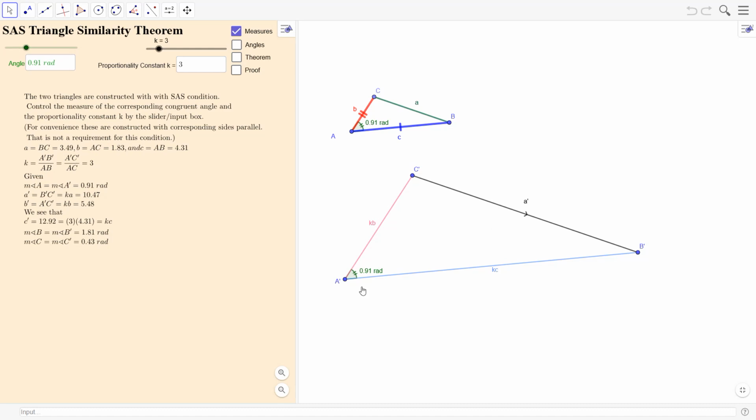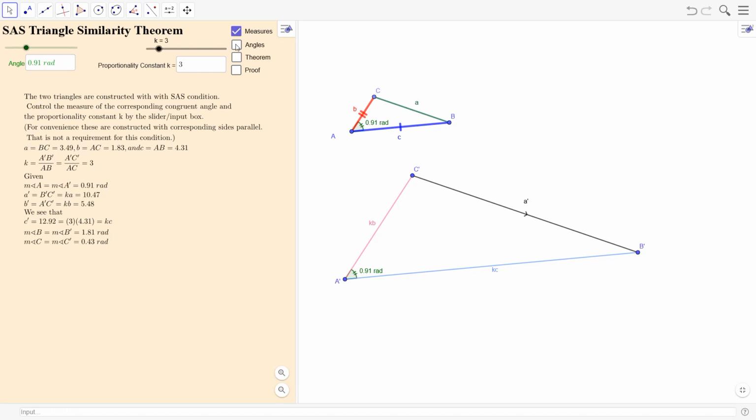So if these are similar, angle A prime would be congruent to angle A, angle C would be congruent to angle C prime, angle B would be congruent to angle B prime, and if this side is length a over here, then a prime will be k times a, b prime here will be k times b, and c prime here will be k times c. That's the definition of it.